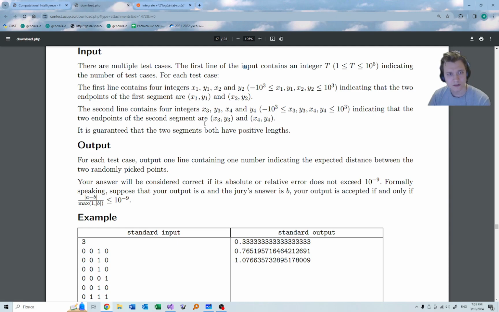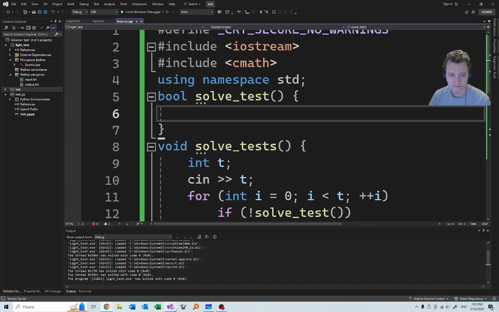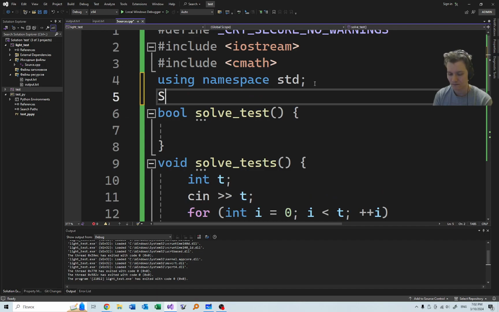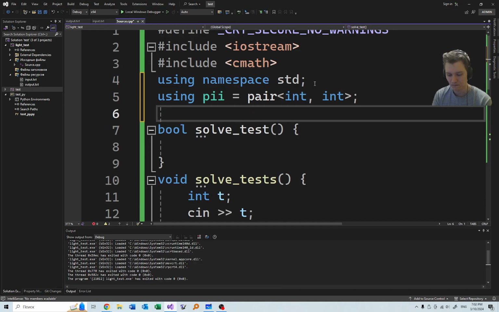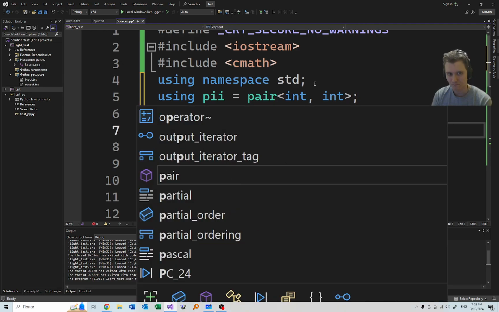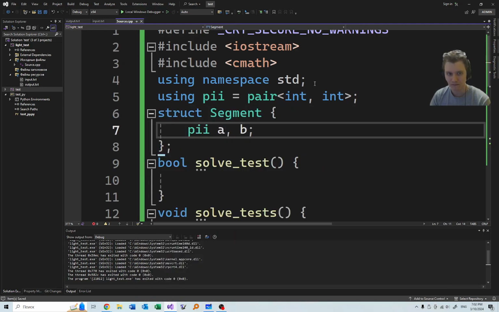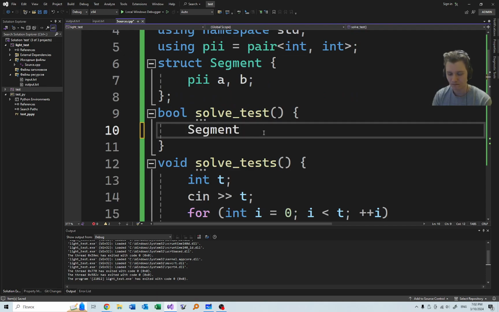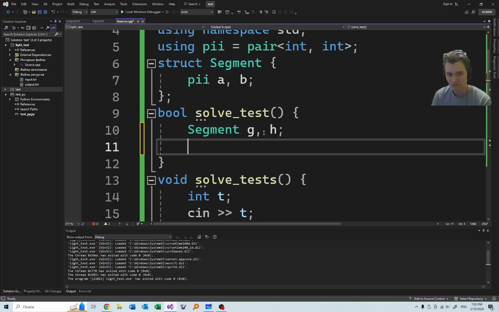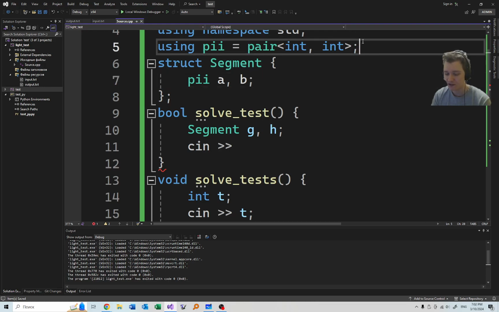We need to read 8 integers. Okay, let's make reading.